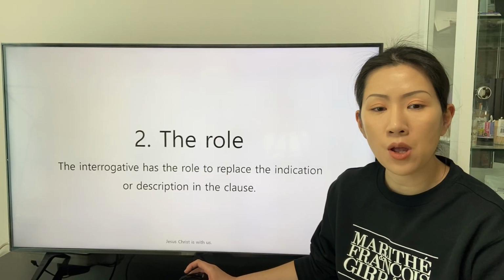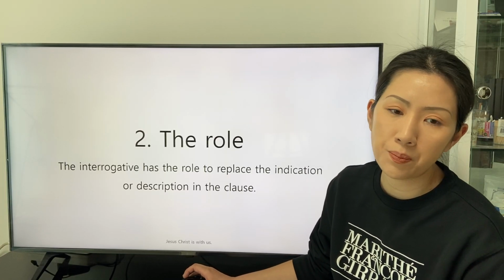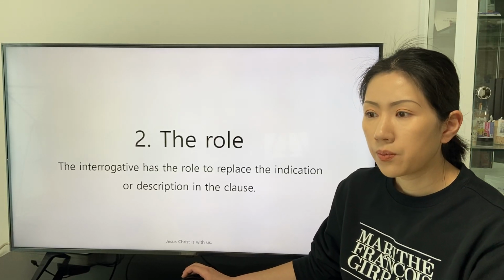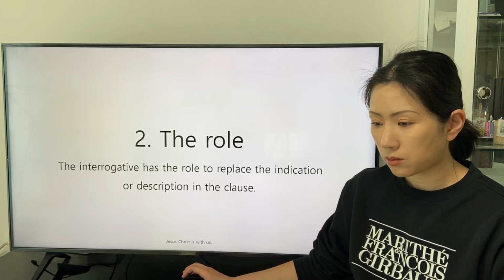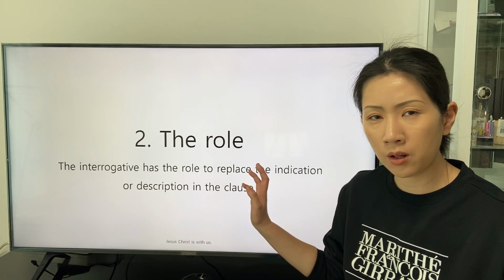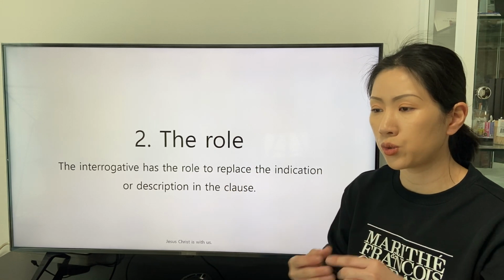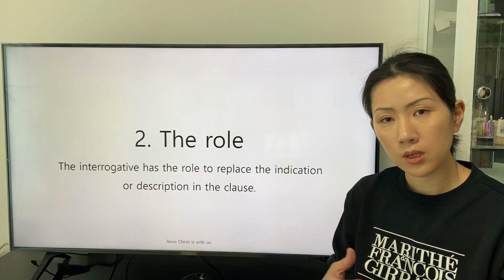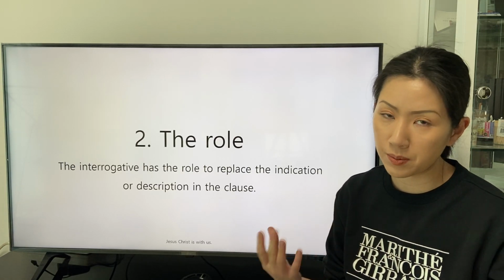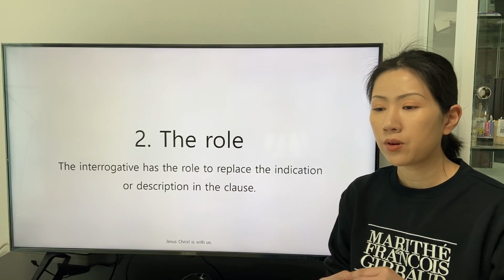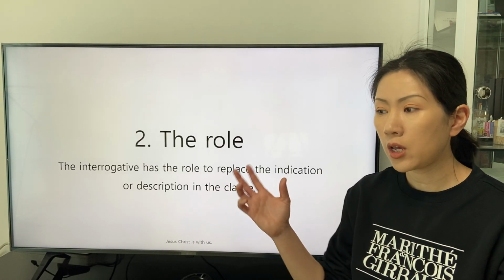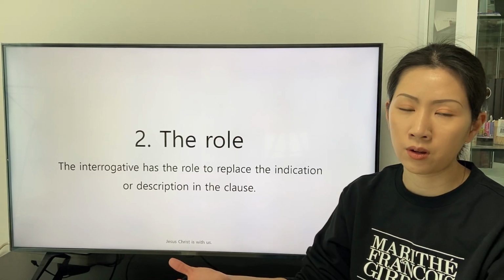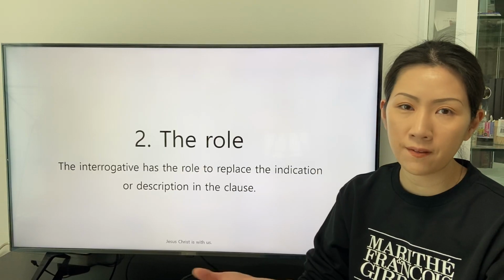The interrogative has the role to replace the indication or description in the clause. This replacement can be understood as the purposeful replacement for figuring out the object that the speaker intends to know from the inquisitive sentence.